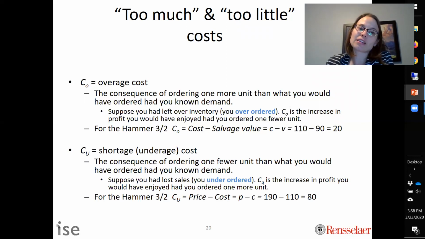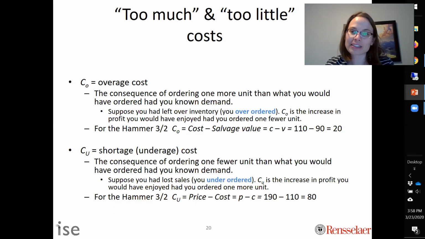CU is the shortage or underage cost. Sometimes this is CS. This is the cost to us if I had one more wetsuit and I would have made that sale. How much would that have cost me? So I had one too few. Here the idea is how much profit am I missing out on? I buy things for $110, but I sell them for $190. So if I had one too few, I missed out on $80 of profit. And so for this example, CU is $80.